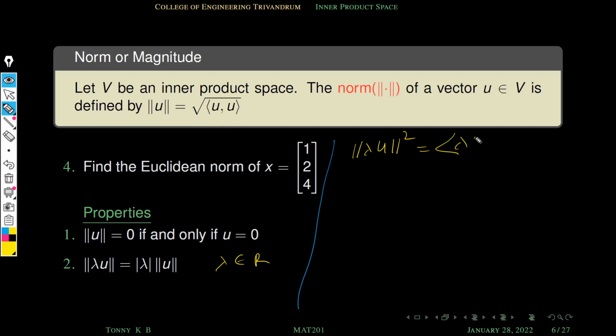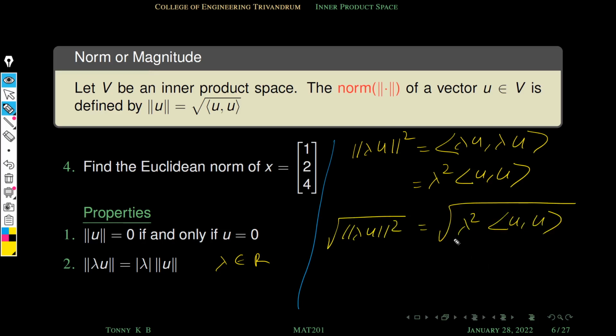So this becomes the inner product of lambda u with lambda u. Using the property of the inner product, you can take this lambda outside. So this will become lambda square into the inner product of u with u. Next we consider the positive square root on both sides. That means we consider the positive square root of norm of lambda u square. The right hand side is the positive square root of lambda square into the inner product of u with u. And we know that the norm of lambda u is always greater than or equal to 0.